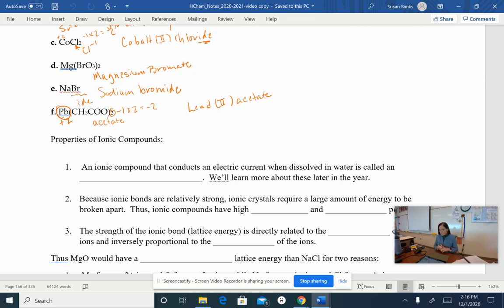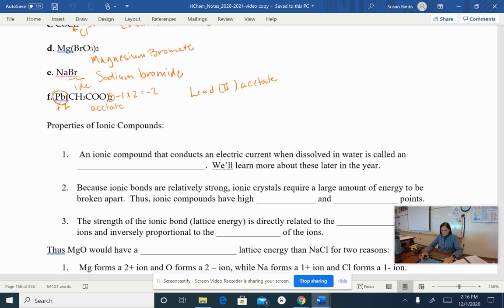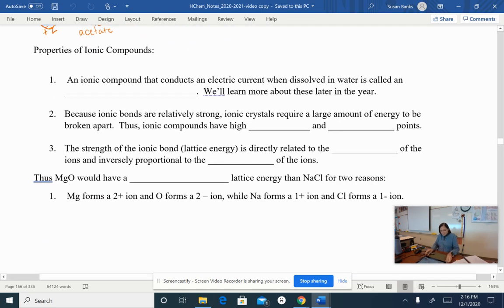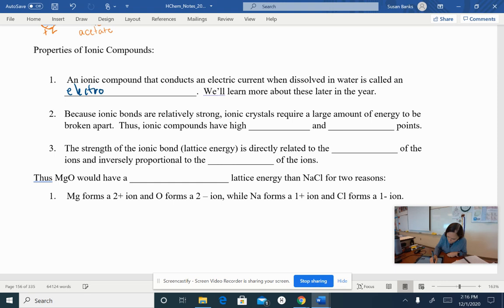Okay, so let's talk about properties of ionic compounds today, just for a little bit. Ionic compounds have some very, very interesting properties. When we put them in water, they can dissolve. And when they dissolve in water, they can conduct an electric current. When they are able to conduct electric current in water, we call those electrolytes. And you might have seen that word before.